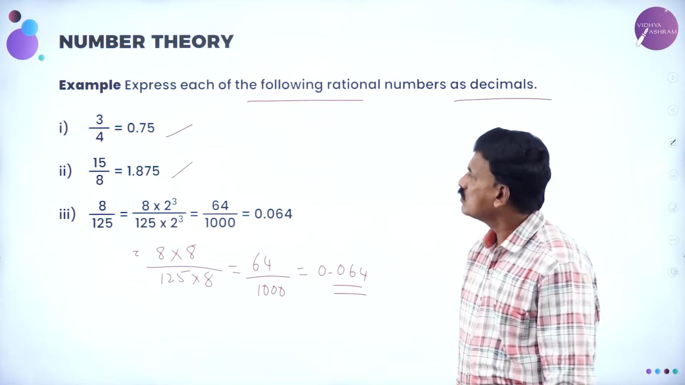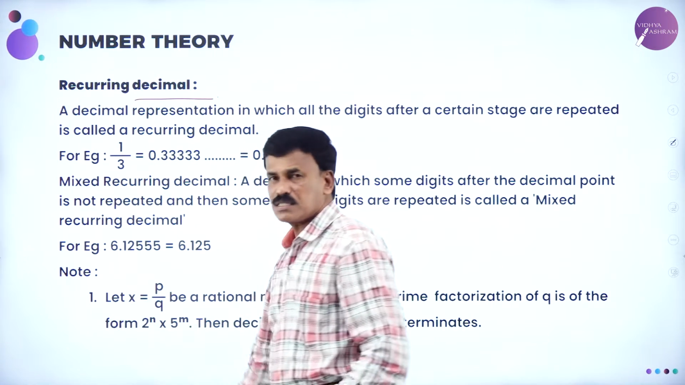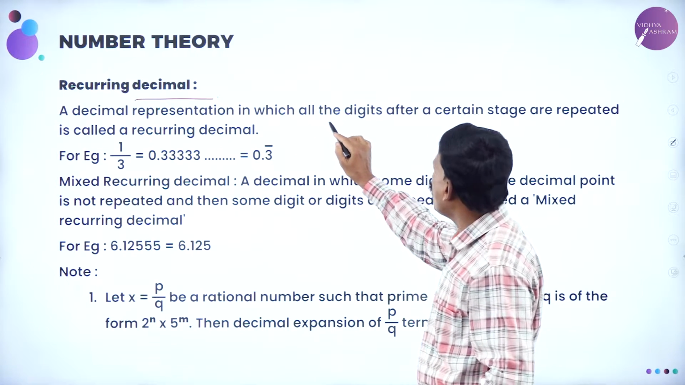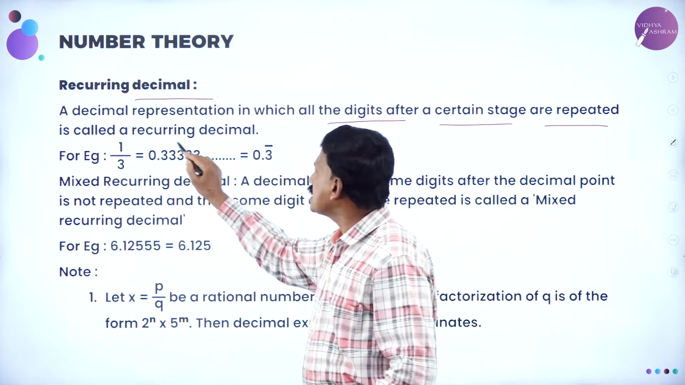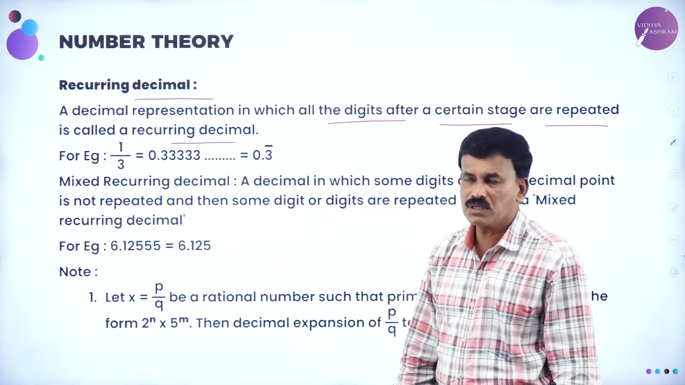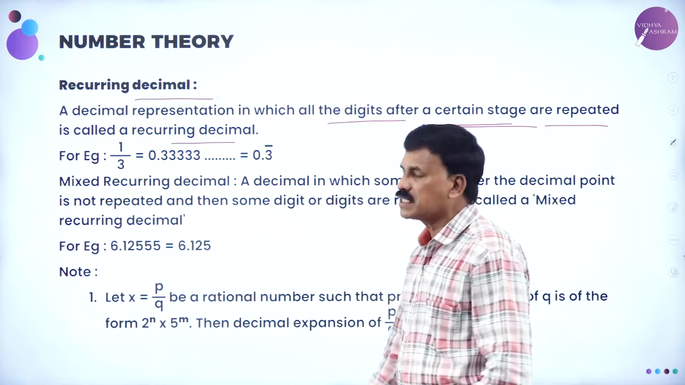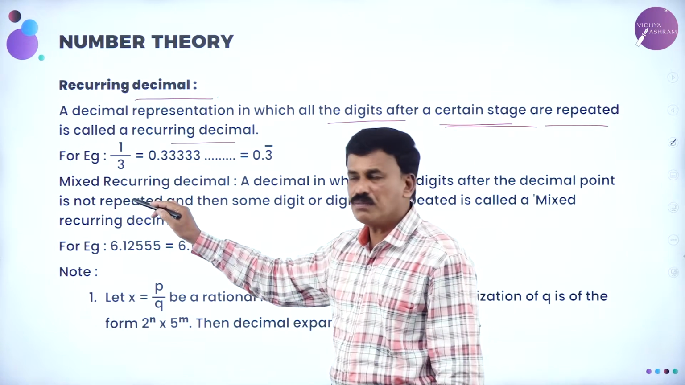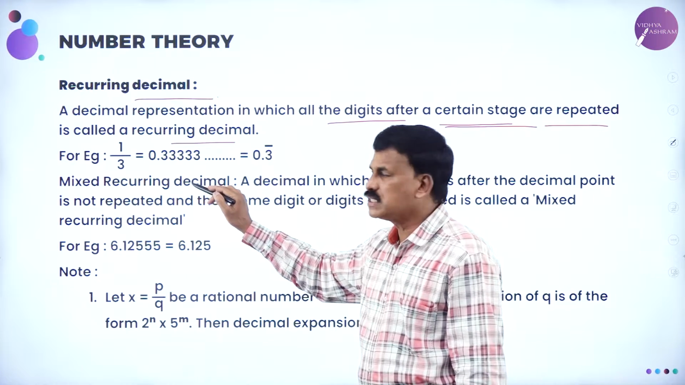Now let us come to the next concept, recurring decimals. A decimal representation in which all the digits after a certain stage are repeated is called a recurring decimal. So, I have just given an example of a recurring decimal. At a certain stage, if all the digits repeat, then it is called a recurring decimal. Say for example, 1 by 3. If you divide 1 by 3, you will get 0.333.